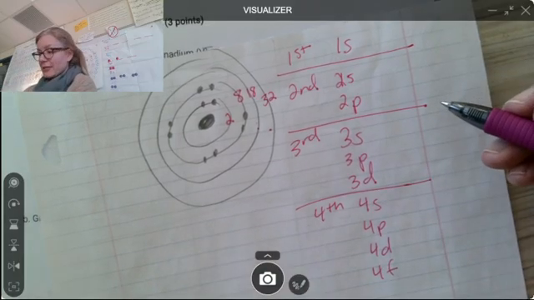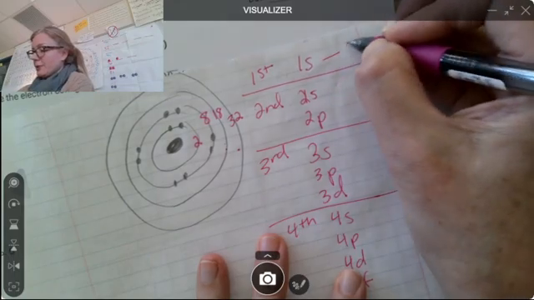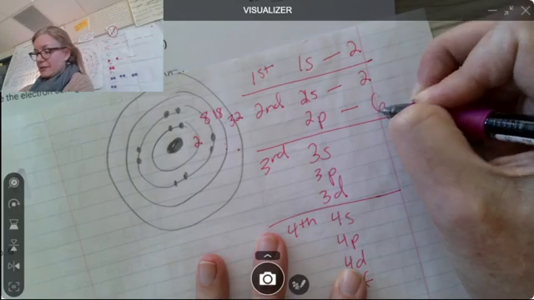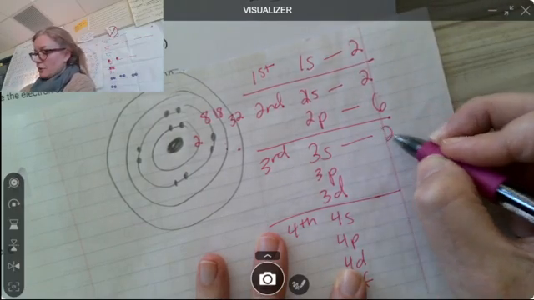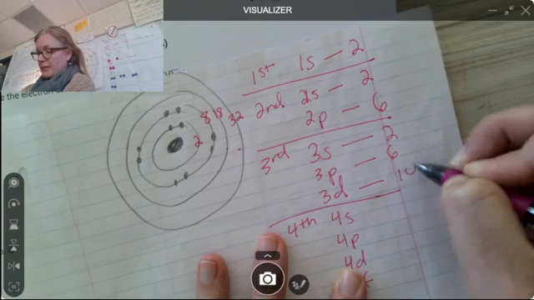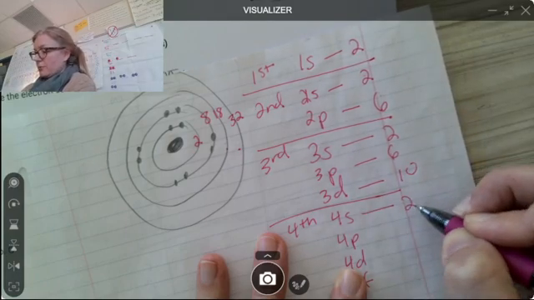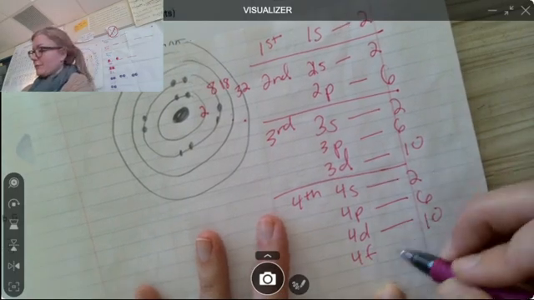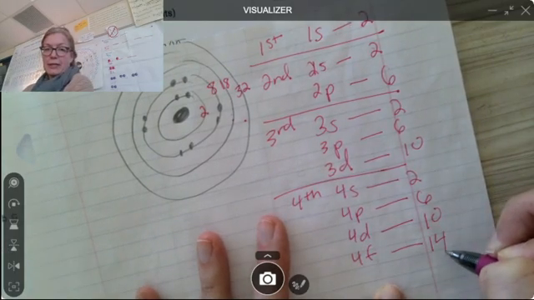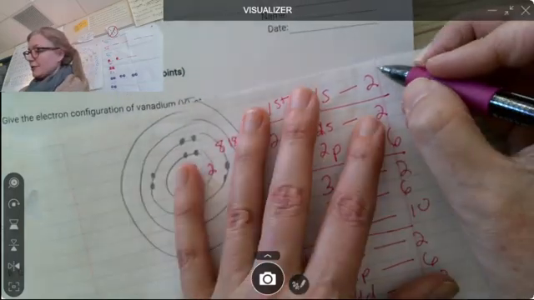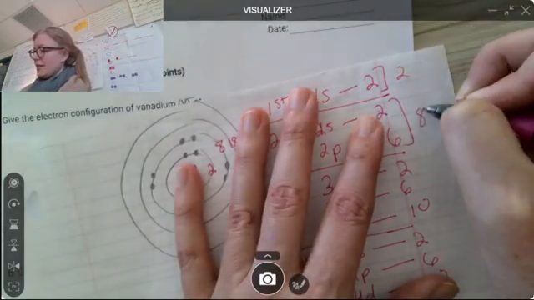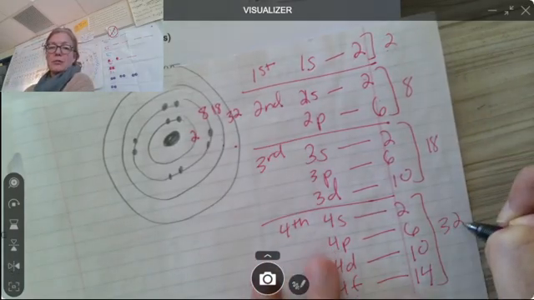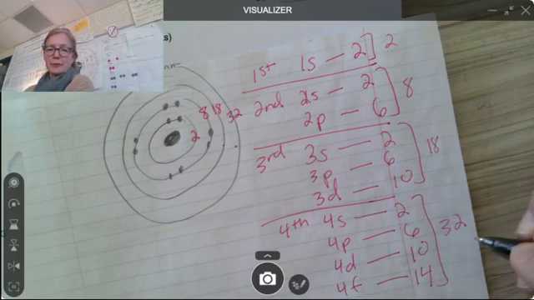The number of electrons that can go in each sublevel: 1s can hold 2 electrons, 2s can hold 2 electrons, 2p can hold 6, 3s can hold 2, 3p can hold 6, 3d can hold 10, 4s can hold 2, 4p can hold 6, 4d can hold 10. You might see a pattern here. 4f can hold 14. So if you add each level up, this can hold 2, this adds up to 8, this adds up to 18, and this adds up to 32. So you can see all the sublevels add up to the total number of electrons.